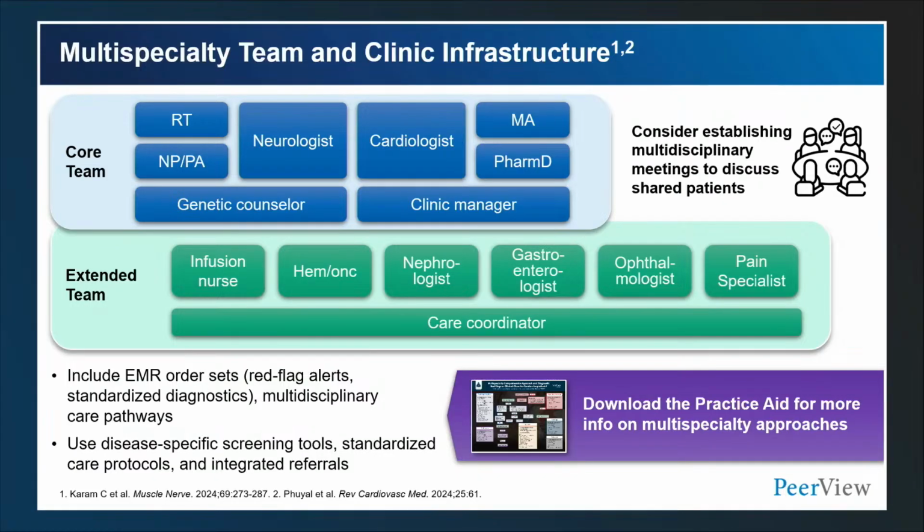At Mount Sinai, we have a multidisciplinary meeting where we meet every 2 weeks to discuss patient cases that we've seen in the recent past, so we can talk about really holistic care for the patients. You can also include EMR order sets. There's a pretty large battery of tests that we initially order up front, so it's helpful to have either a dot phrase or an order set that you can use easily. And you can also use disease-specific screening tools and standardized care protocols.